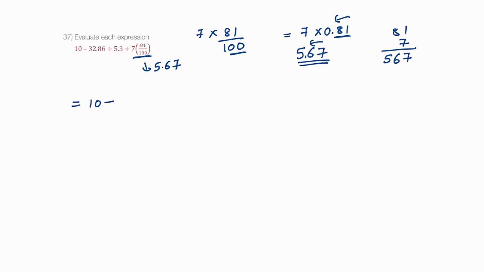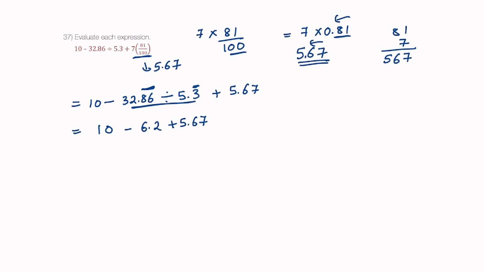Let's rewrite our equation. 10 minus 32.86 divided by 5.3 plus 5.67. Then, which part do we do? Yes, we are going to solve this. This makes our equation as 10 minus 6.2 plus 5.67.